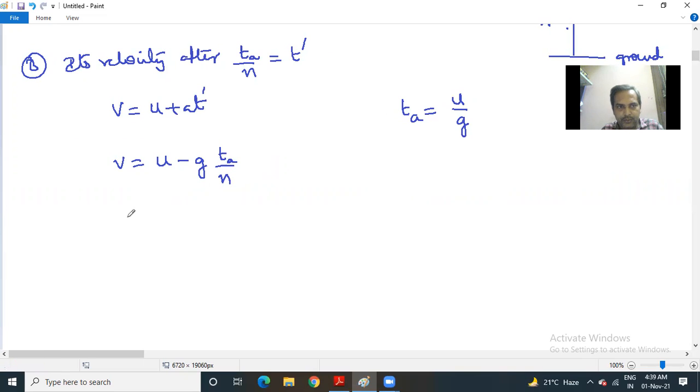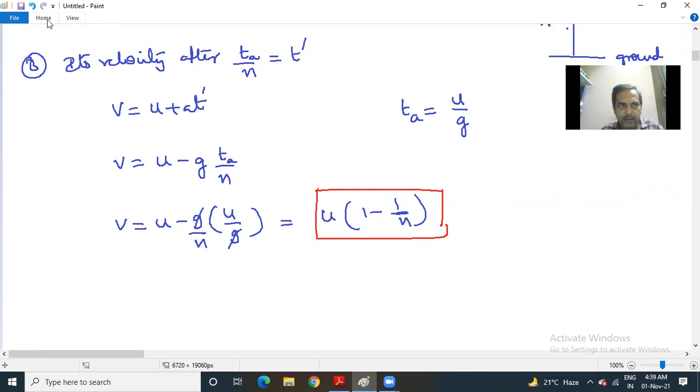Now you can substitute v is equal to u minus g by n times t. This t has to be written as u by g. So g, g cancelled. So it will be u of, you can take out common, 1 minus 1 by n. So this is the desired equation under the same heading.